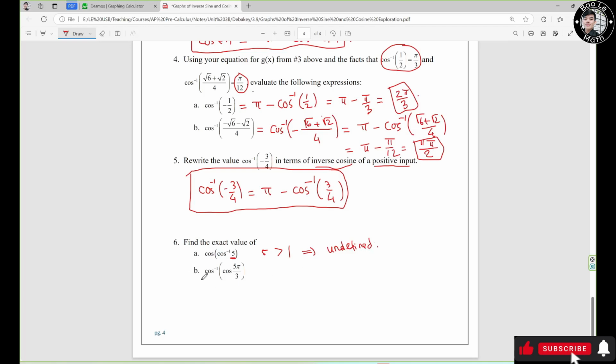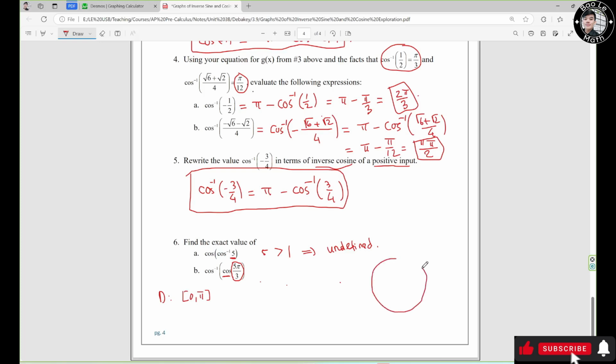Now question B. Cosine inverse of cosine of 5 pi/3. In this situation, 5 pi/3 is the input of the cosine function. We know that the range of the inverse cosine function is going to be 0 to pi. Now, since 5 pi/3 is outside of this domain, we need to use the unit circle to find a replacement for this one. So we have pi/3 right here.